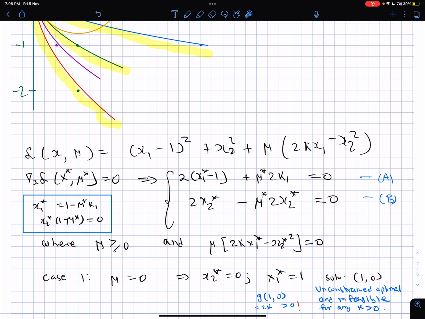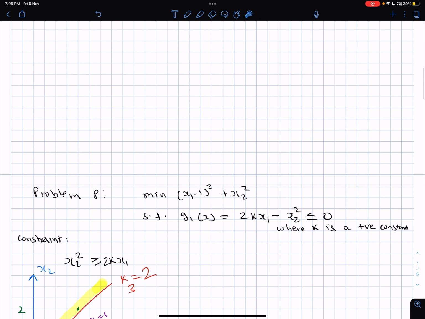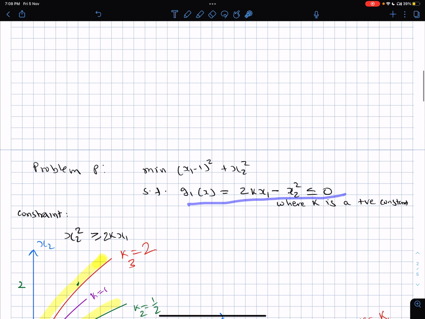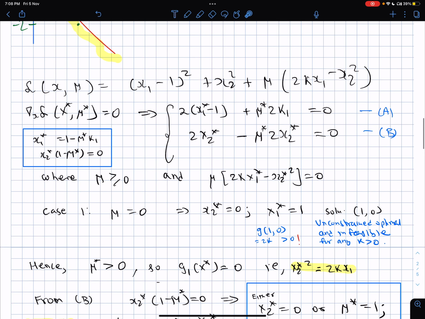All right. So first of all, express the constraint in the form g1 of x less than or equal to 0, which is already explained here. Then write the objective function plus mu times (2k minus x1 minus x2 square) as your Lagrangian function. So that is what I have done here: (x1 minus 1) whole square plus x2 square plus mu (2k minus x1 minus x2 square) is defined as the Lagrangian function.